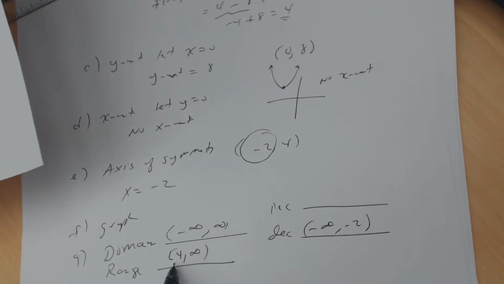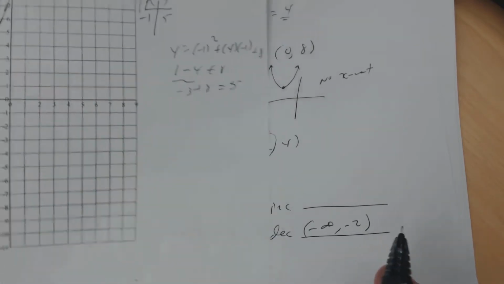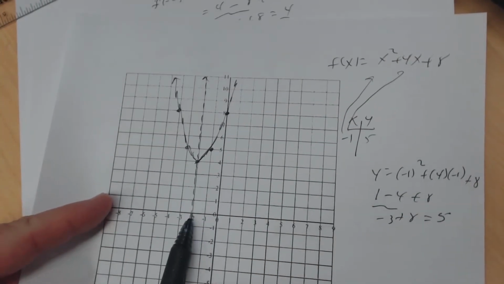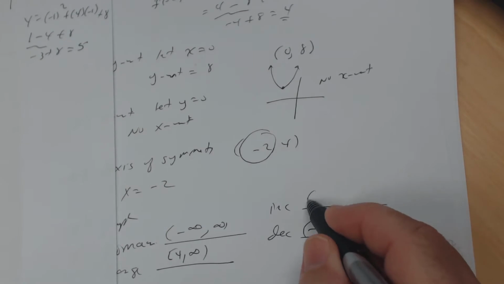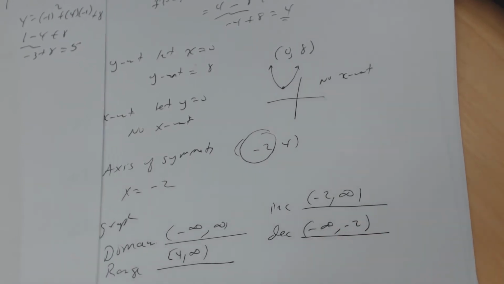This is a bracket here. Make sure you use brackets for domain and range. And then it's increasing from -2 to infinity. Your y values are increasing. So from -2 to infinity. Okay, so that was number 2. Let's do one more.